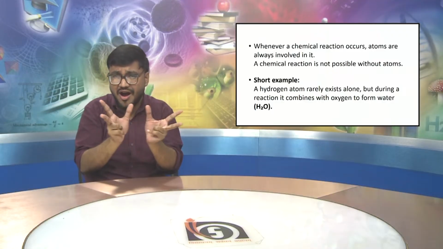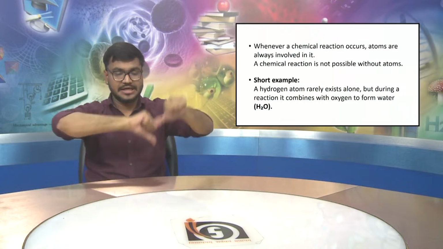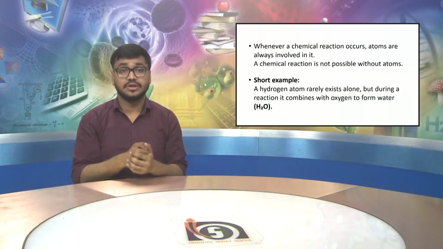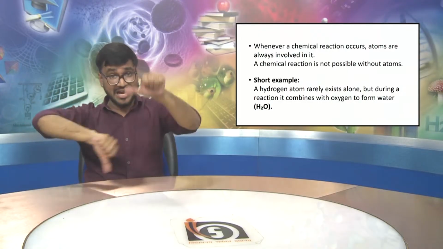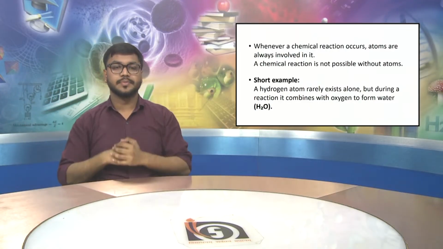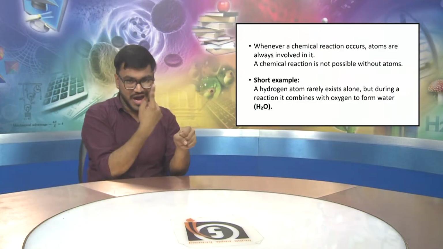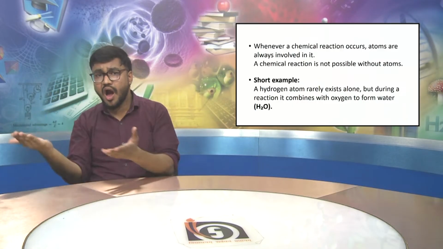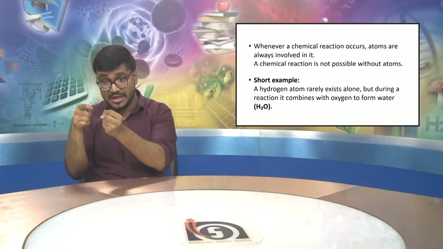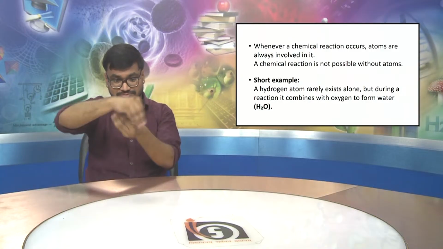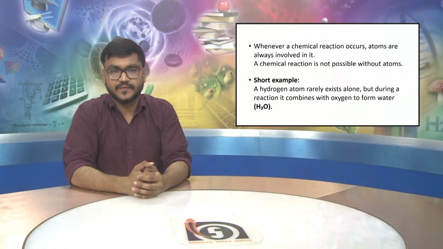Whenever a chemical reaction occurs, atoms are always involved in it. A chemical reaction is not possible without an atom. Short example: a hydrogen atom rarely exists alone, but during a reaction it combines with oxygen to form water.